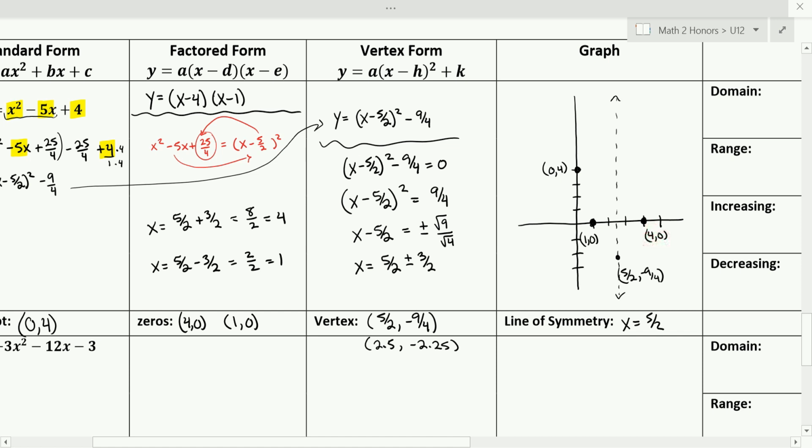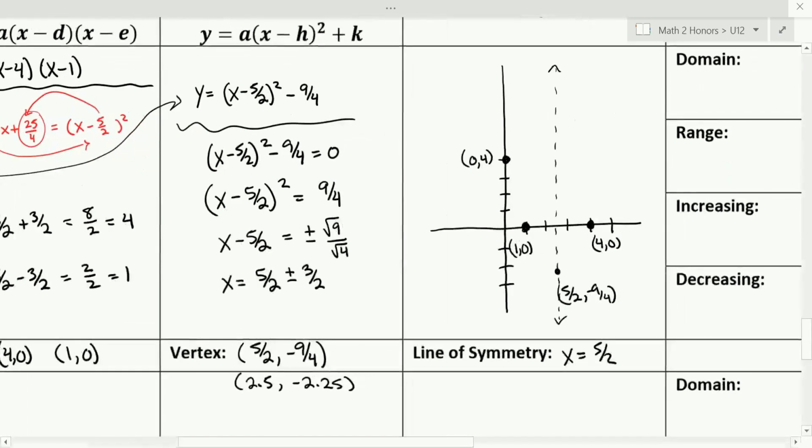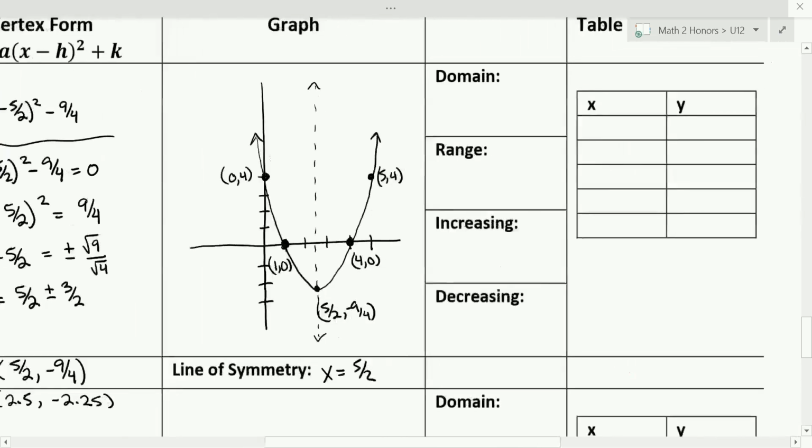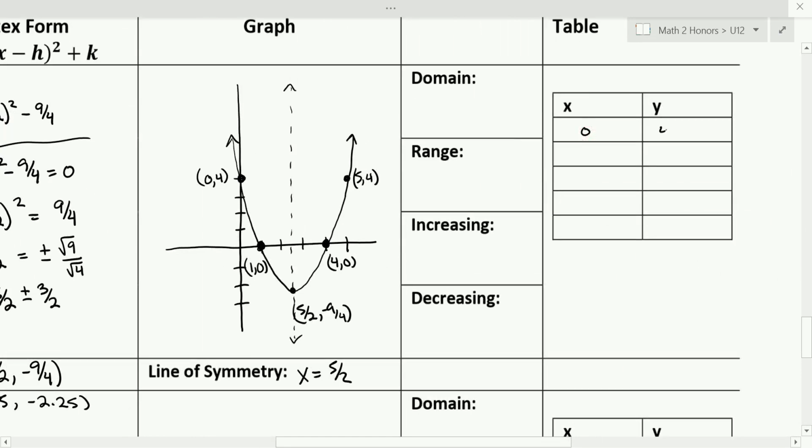I need one more point. May give me another point? What's that? 5, 4. So we're reflecting the 0, 4 across the axis of symmetry, and you get 5, 4. We'll fill in those points.